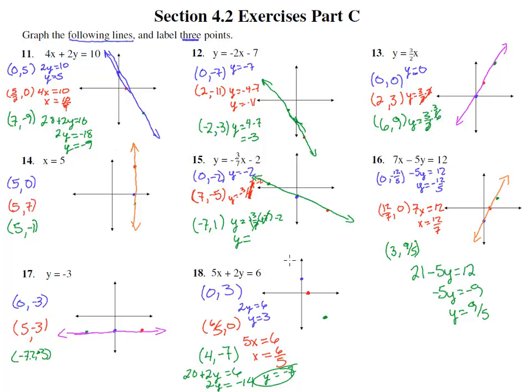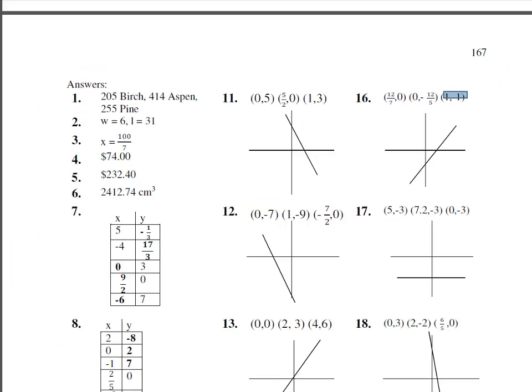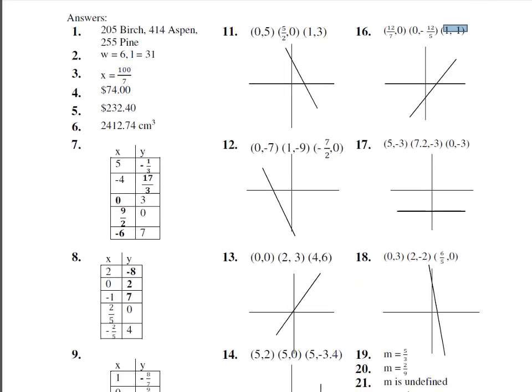And let's see if we can connect the dots here. That's a little bit crooked there. But let's see, check our answer. And then number 18, really kind of a steep slanted downward type line right there. Good.